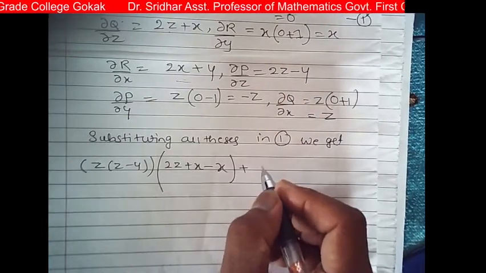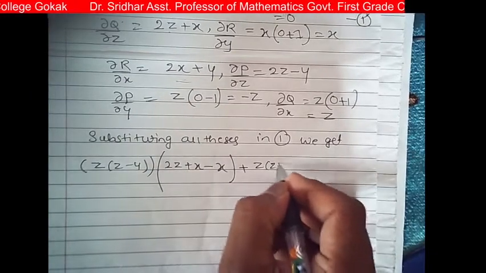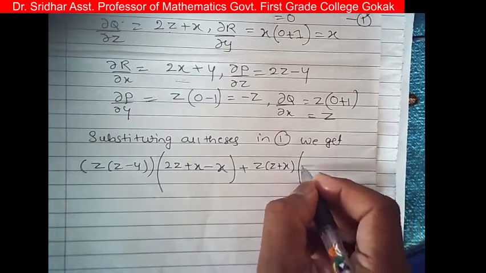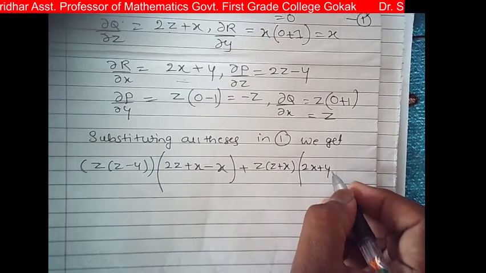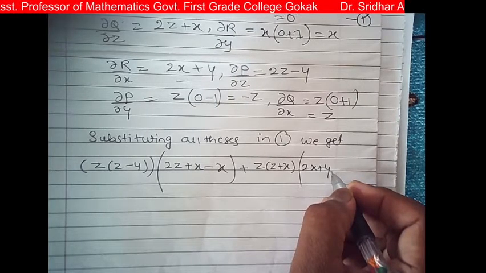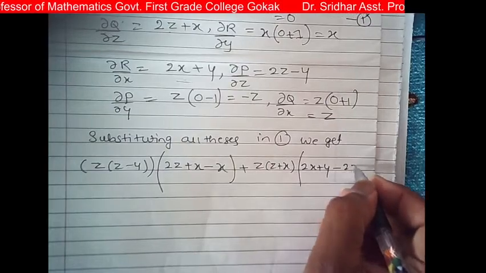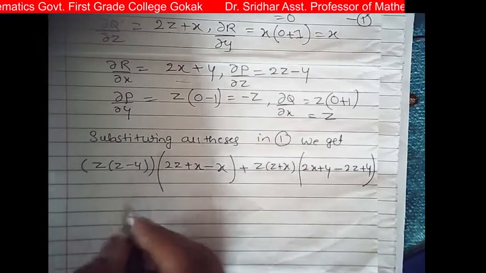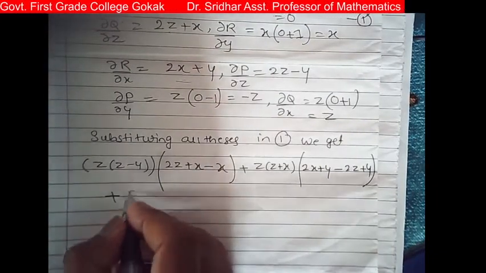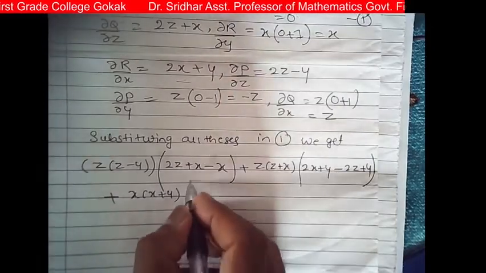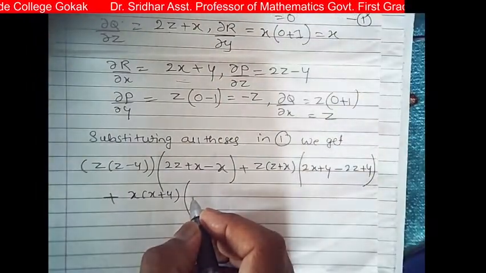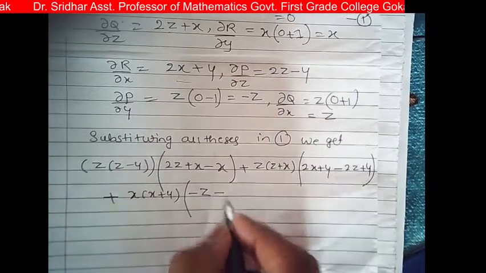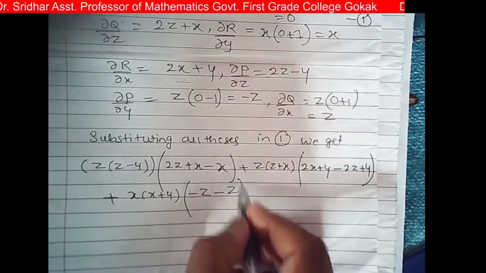Then plus q means z into (z plus x) into bracket ∂r/∂x, 2x plus y, minus ∂p/∂z, minus 2z plus y. Okay, so then plus r means x into (x plus y) into bracket ∂p/∂y. So ∂p/∂y is minus z, minus ∂q/∂x, again it is minus z.